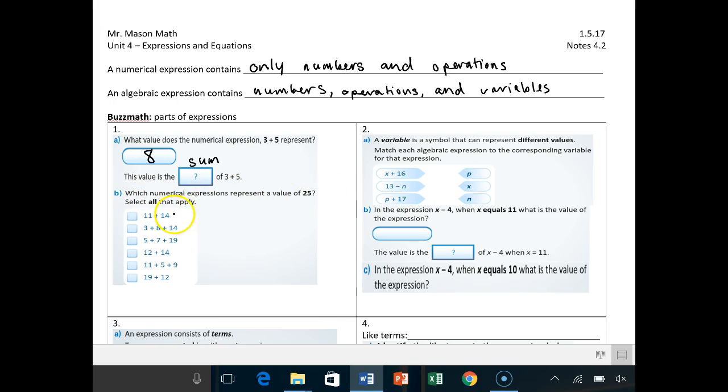So add them all up. 11 plus 14 is 25, so boom, that's one. 3 plus 8 is 11, plus 14 is 25, so boom, that's another one. 5 plus 7 plus 19, no, that's not one, that's equal to 31. 12 plus 14 is equal to 26, no. 11 plus 5 plus 9 is equal to 25, because 5 plus 9 is 14, plus 11. 11 plus 14 is 25, and then 19 plus 12 is 31.